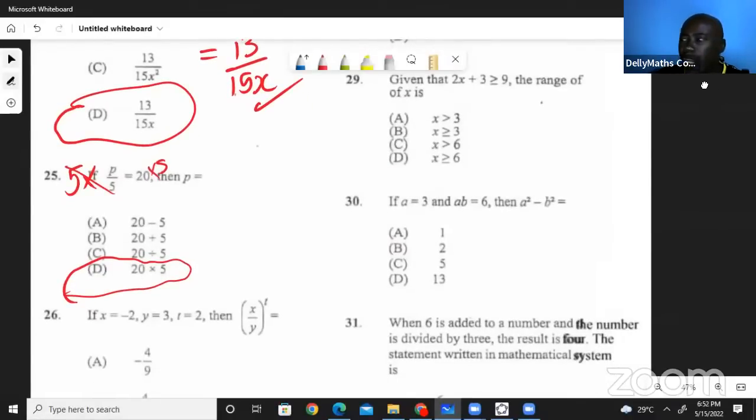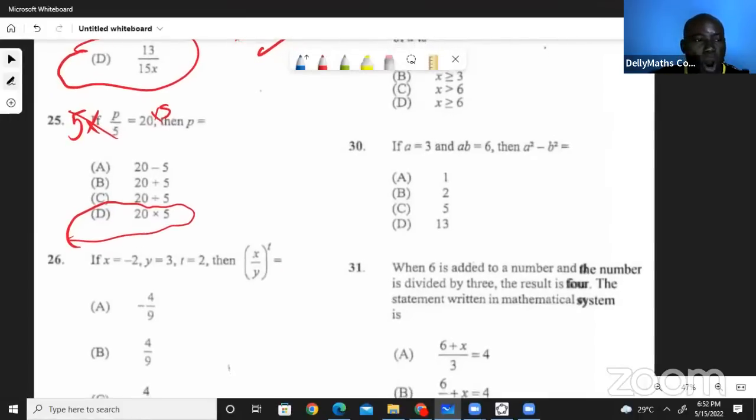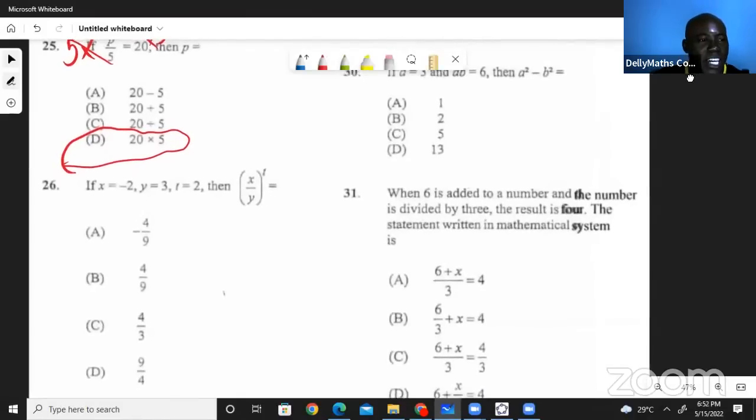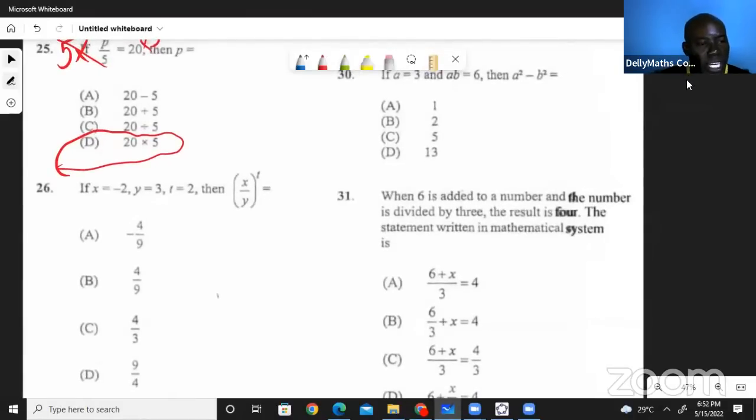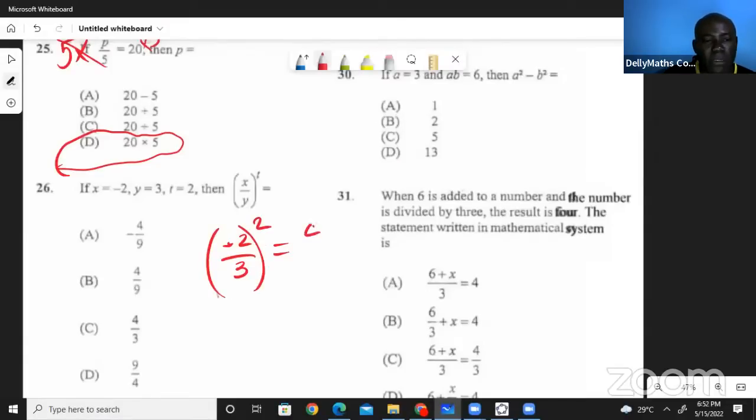All right, now let's go for 26. 26 says, if x is equal to -2, y is equal to 3 and t is equal to 2, let us work out x over y raised to the t. X is -2 at the top, y is 3, and closing that off, we raise that to t, which is square. So everything is being squared. We're talking about 4 over 9, and that answer is right here at B.